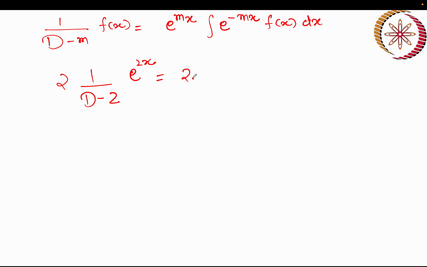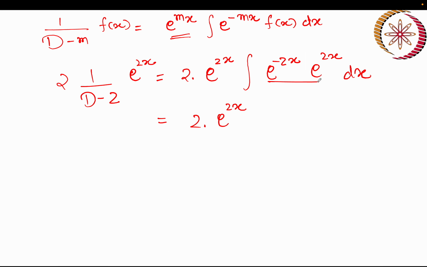So 2 into 2 into e raised to 2x, integration of e raised to minus 2x into f of x, which is e raised to 2x dx. So 2 into e raised to 2x, and this will get cancelled, and then it will integrate to x.